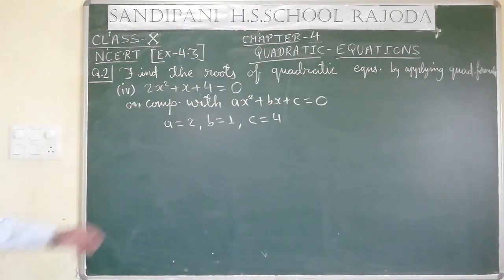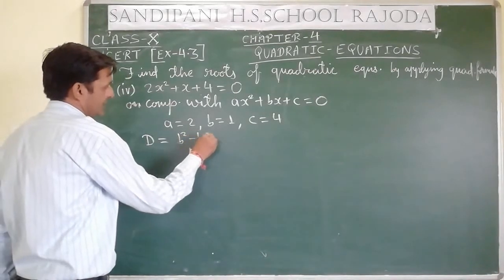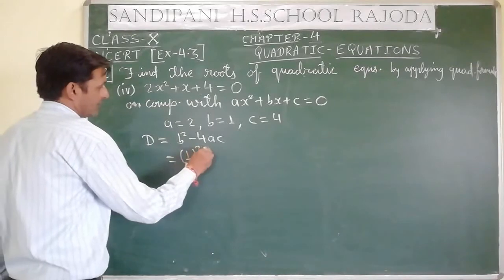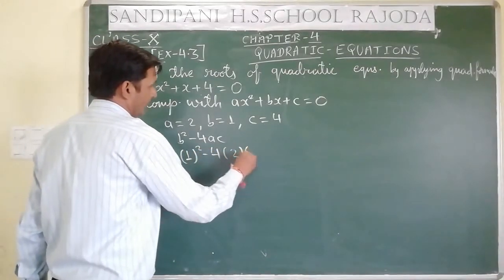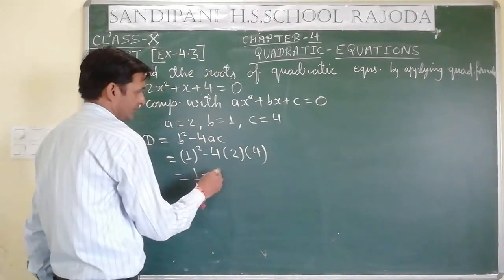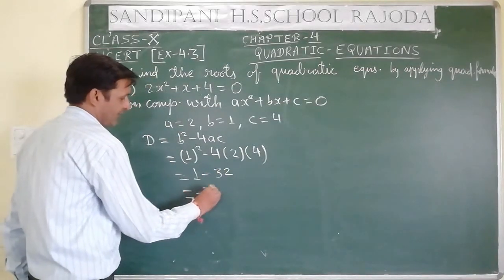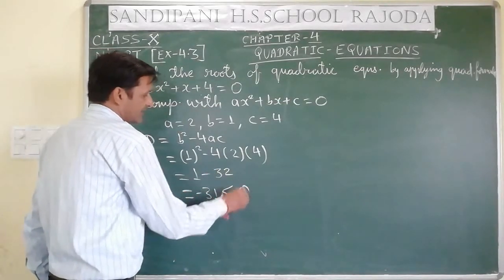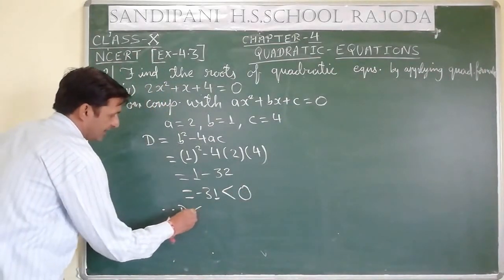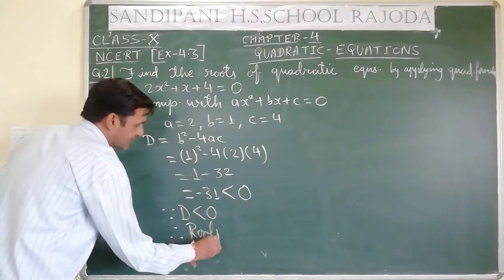So now we may find discriminant, that is equal to b square minus 4ac, which will be equal to square of 1 minus 4 into 2 into 4. So it will be 1 minus 4 4s are 16, 2 16s are 32. So it will be minus 31, which is less than 0. Because d is less than 0, therefore roots do not exist.